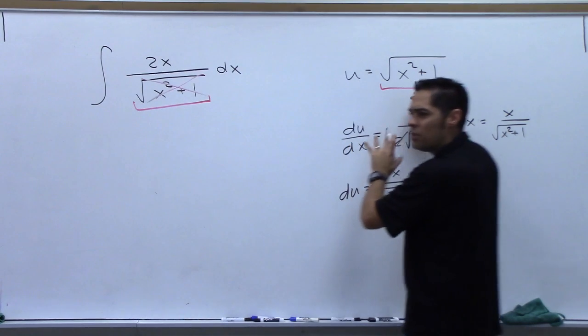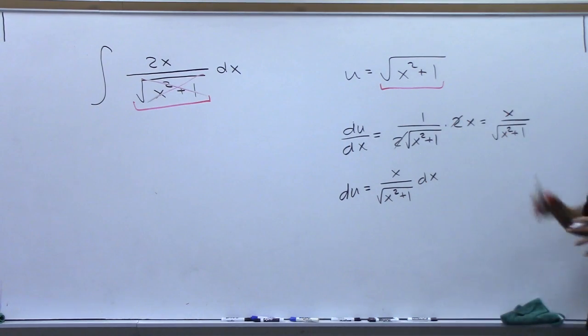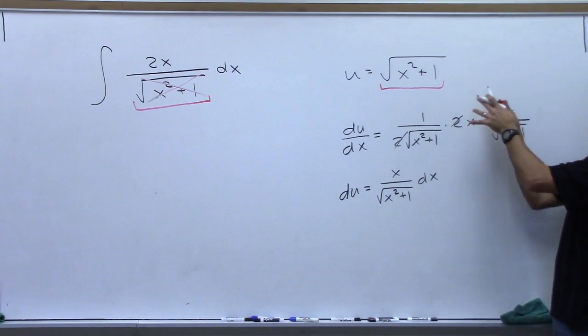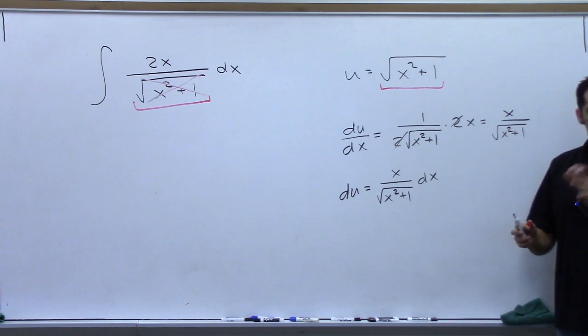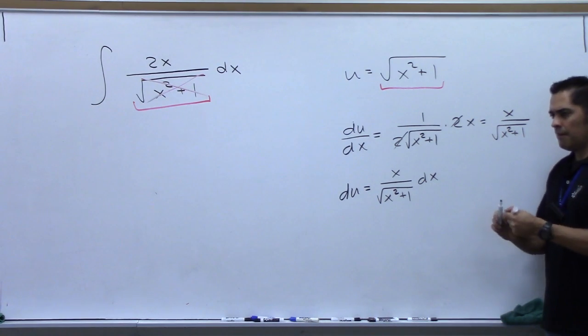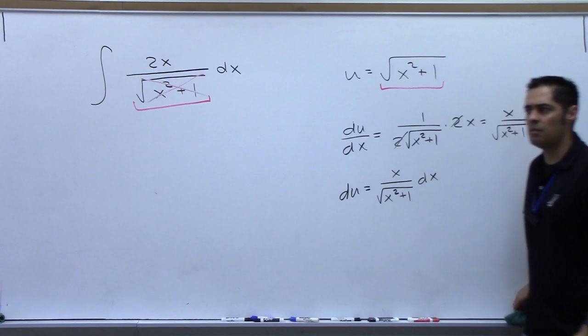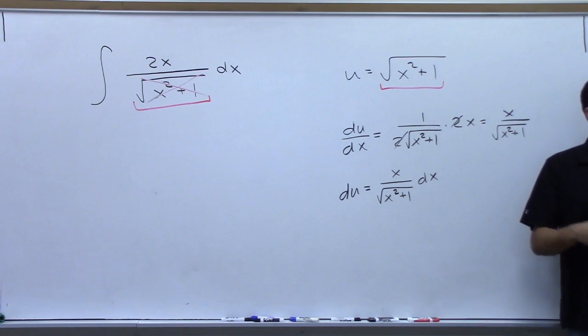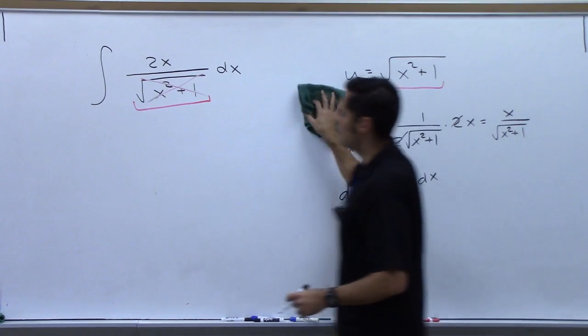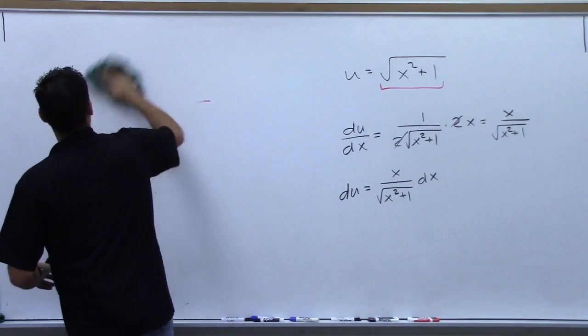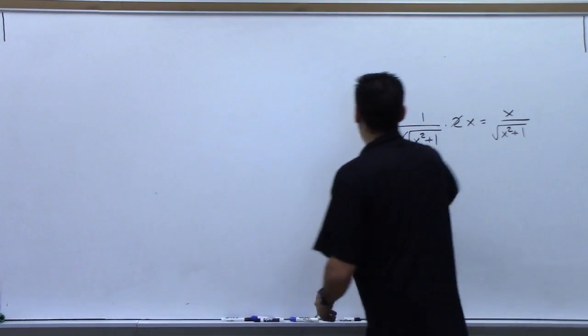So do you see how you took too much with this? X squared's not enough. Square root of x squared plus 1's too much. X squared plus 1, perfect. But that sometimes takes a little bit of time and practice to get good at picking the right thing. Questions?